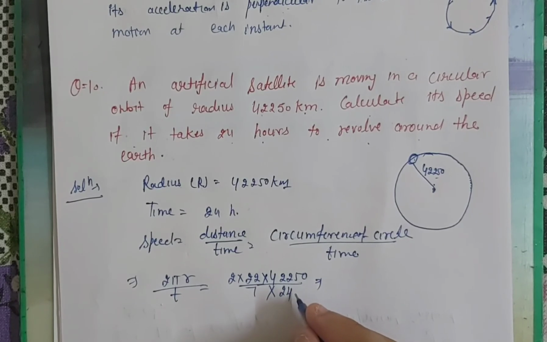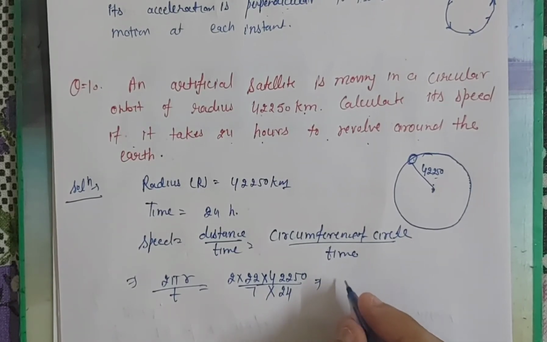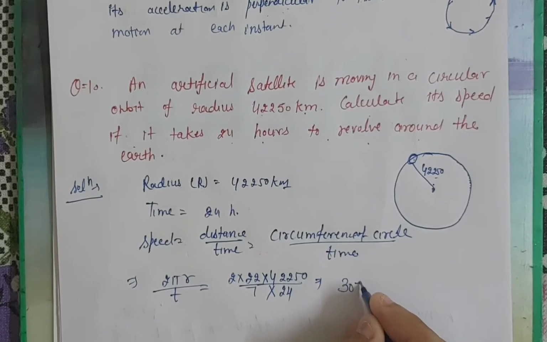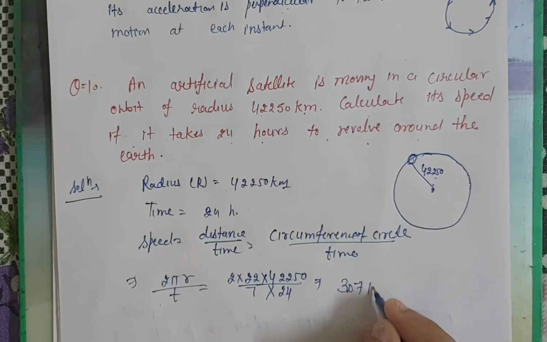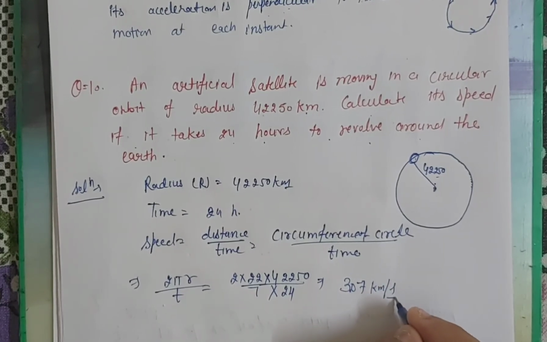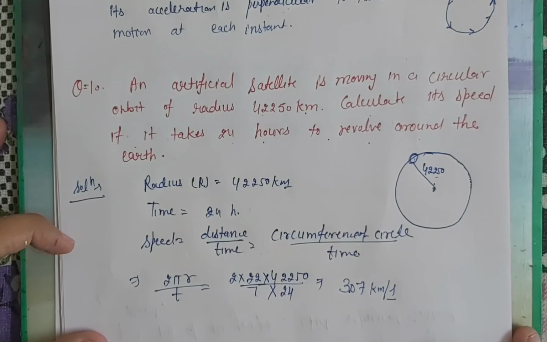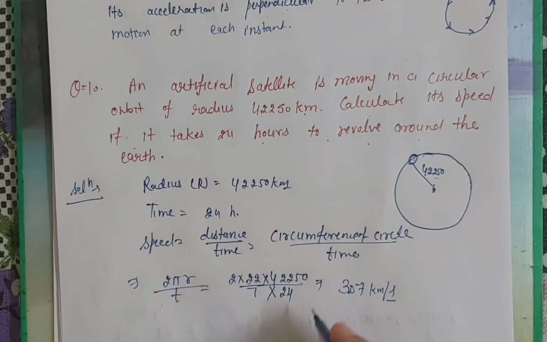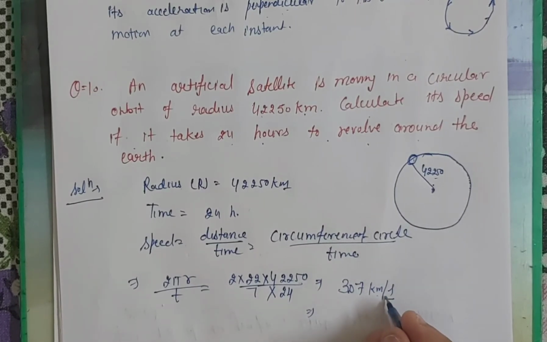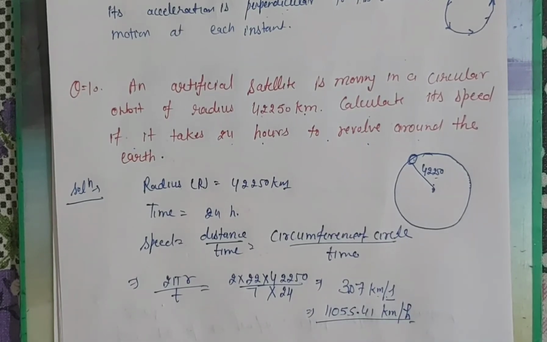So by solving this, it will be equal to 3.07 km per second. So this is the answer of this question. If we want to write it in kilometer per hour, then the answer is 11,055.41 kilometer per hour. Okay students, so today all your questions and answers are completed.